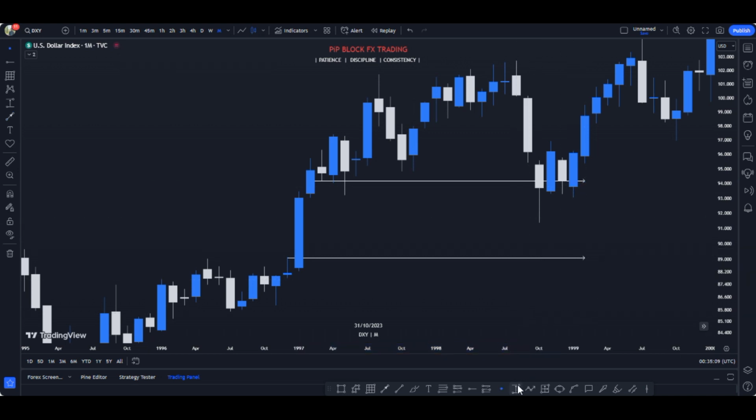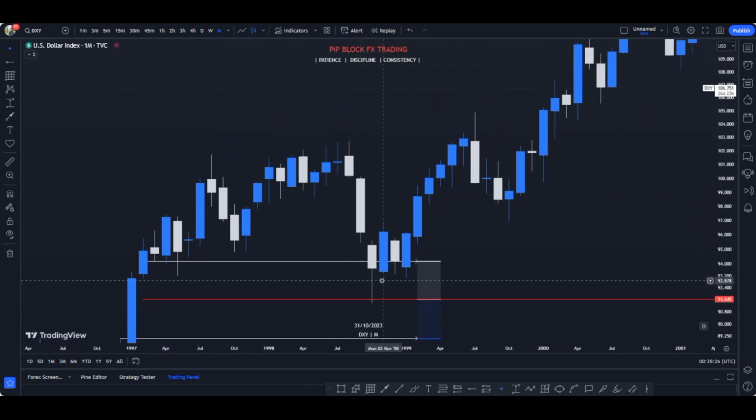Now, what did we have? We had price moving into 50%. Yeah, I think 50% of the imbalance. When I take from this high to this particular low here, and then we take the 50% of the imbalance, you can see that price traded right into it. After trading right into it, it went up to take out this high.